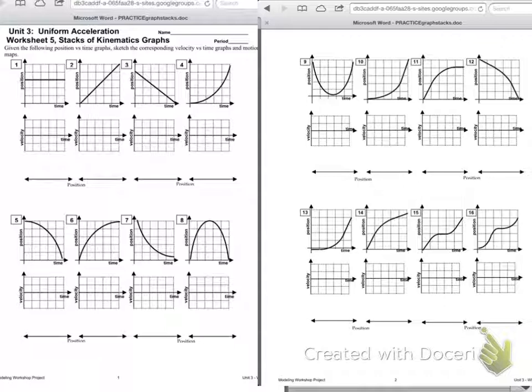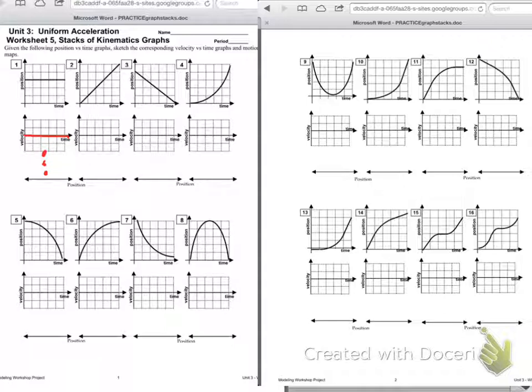So number one, we have a positive position and the position is not changing. If the position is not changing, that velocity is 0 the whole time. If the velocity is 0 the whole time, then on our position time graph, we're just going to draw vertical dots.